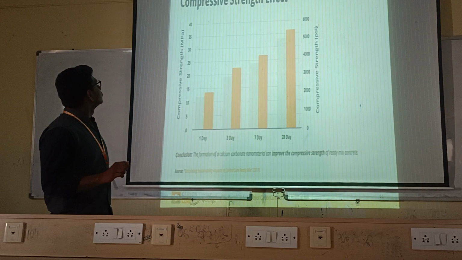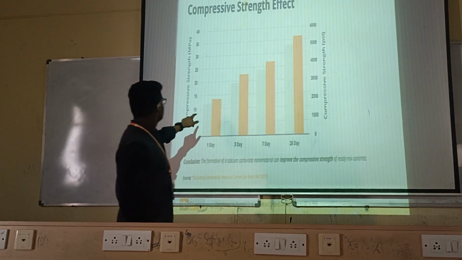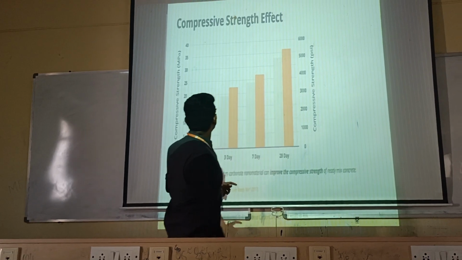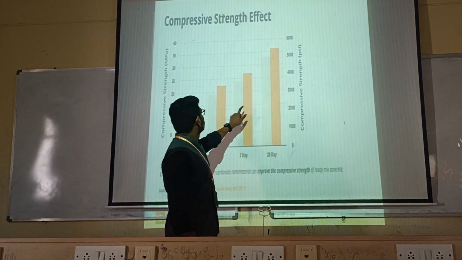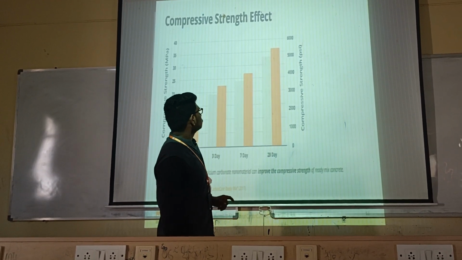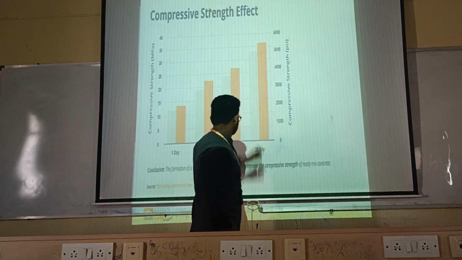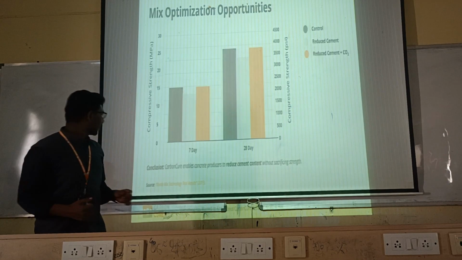Next slide. So, compressive strength effect. This is the concrete made normally, and this is the concrete made with CCT technology. You can see that there is an increase in the compressive strength. That will be improved.